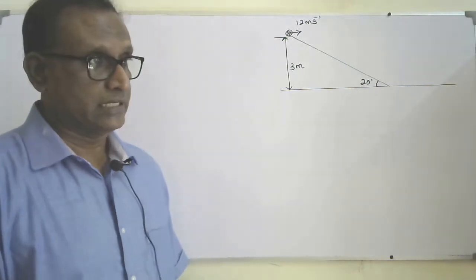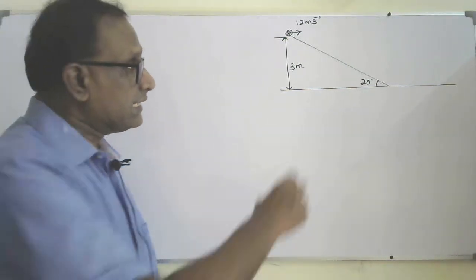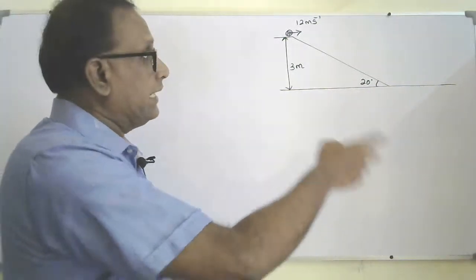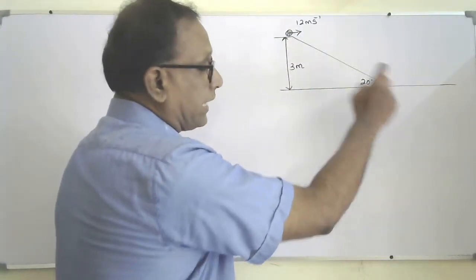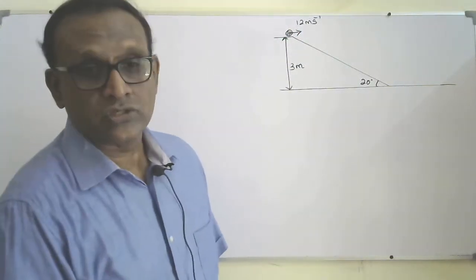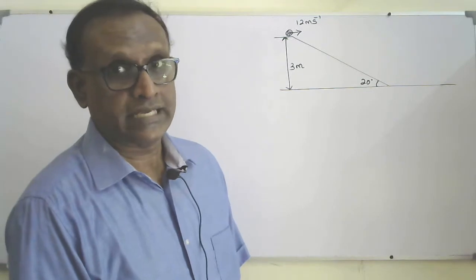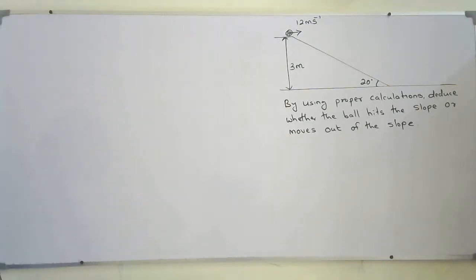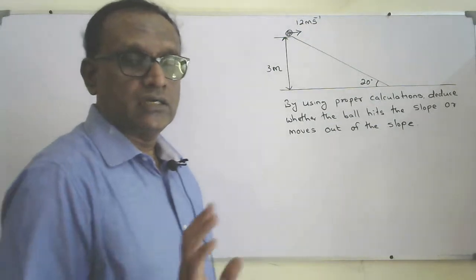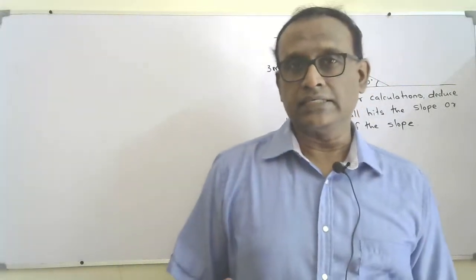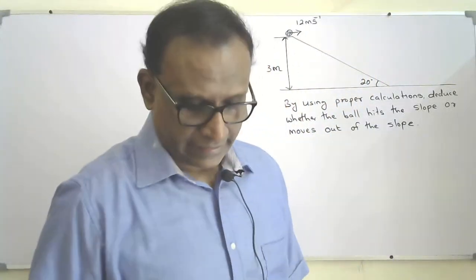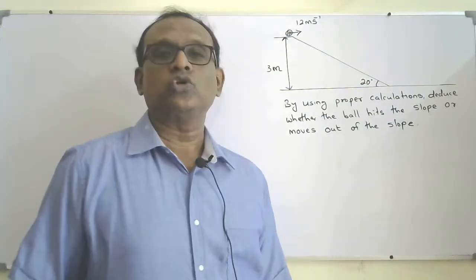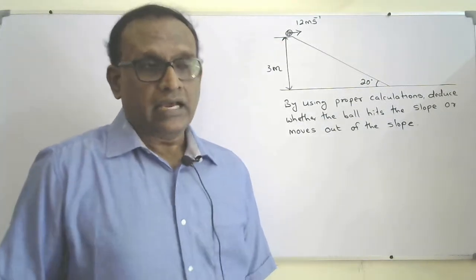So there are two possibilities. The ball can hit the ramp, or it can move out of the ramp and hit the horizontal floor. So that's the question. We need to find it by using proper calculations. Okay, this question we can answer in two different methods. First method I'm going to take like this. I don't know whether it's going to hit the slope or not, but I'll take it like this.